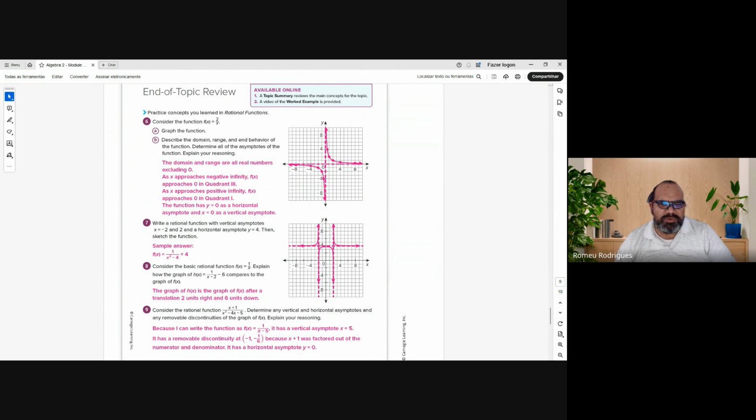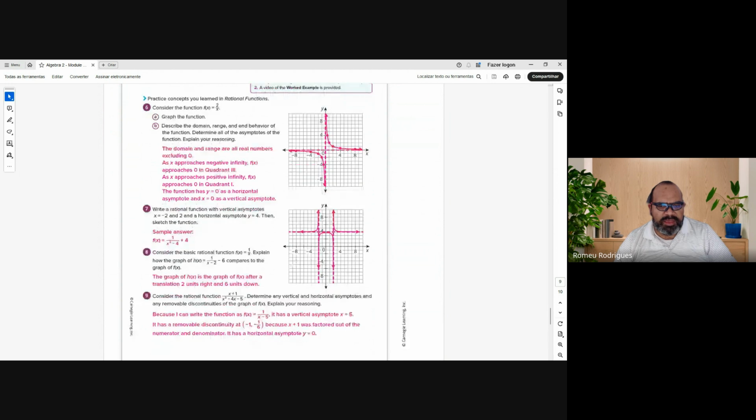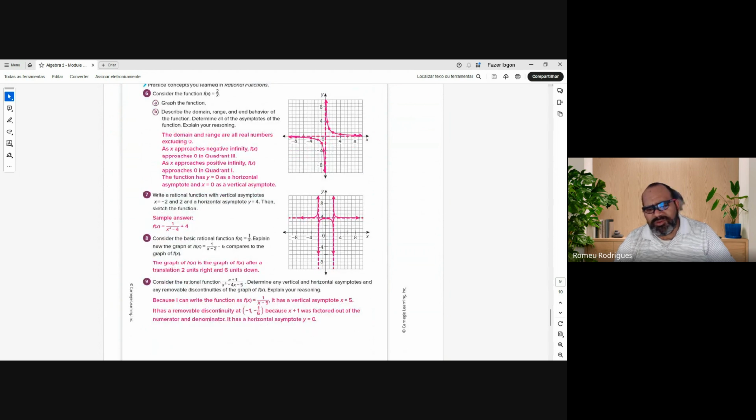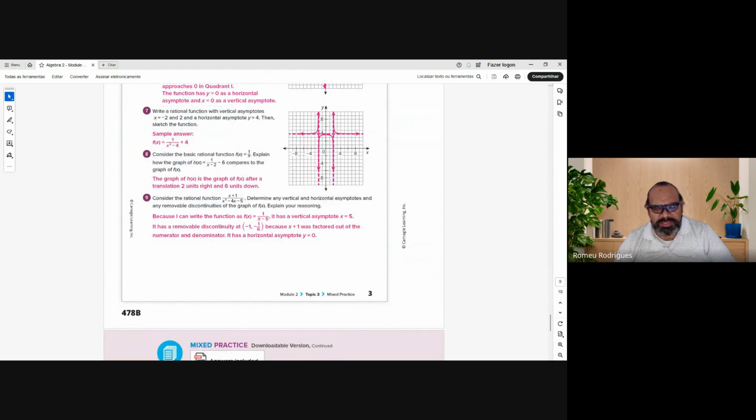Consider the basic rational function f of x equals 1 divided by x. Explain how the graph of h of x equals 1 over x minus 2, minus 6, compares to the graph. It's the same idea here, but I will not cover these things in the assessment. Don't worry, questions 8 and 9, I will not cover these things in the assessment. Then I'll just skip this point here. Okay? Pause. Let's go to the last page.